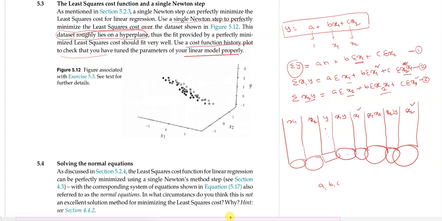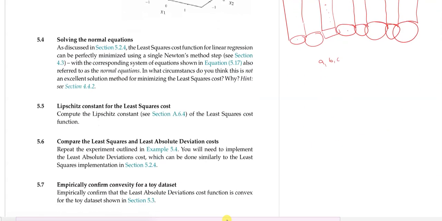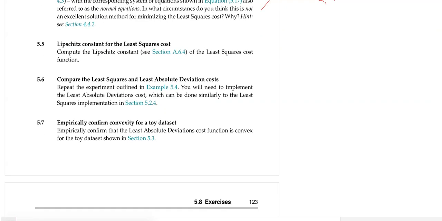Now the programming aspect is also quite similar. It is given in the execution. Similarly, solving the normal equations, we already explained this. And the Lipschitz constant for the least squares cost: compute the Lipschitz constant. See appendix A6.4. If you open that, you may get the data set.